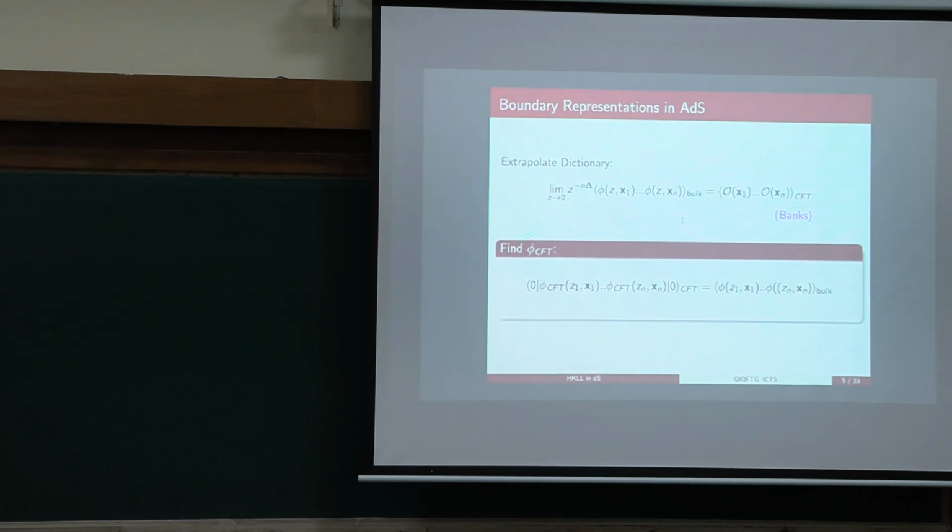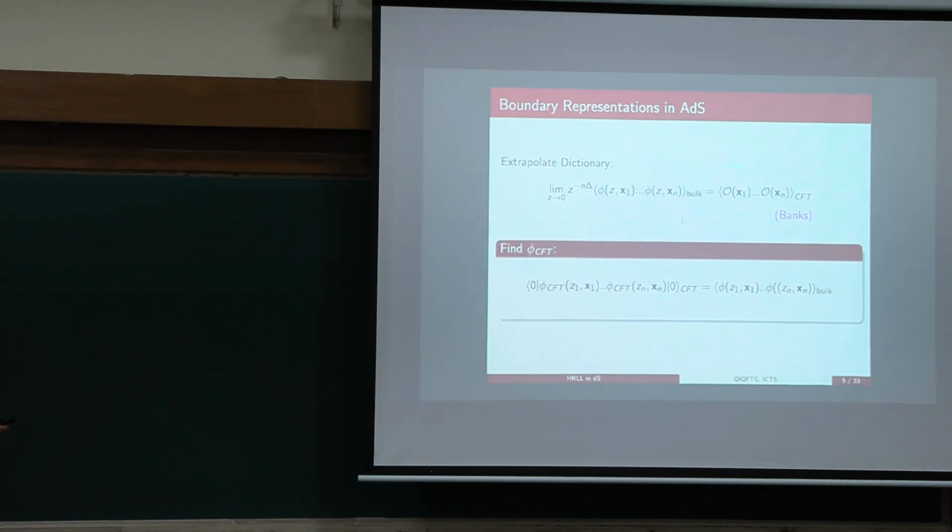So what happens is, if you take a bulk correlation function like this, and you take it to the z goes to 0 limit, the boundary limit, while also scaling it appropriately, where this delta is the conformal dimension of this CFT operator, you will find that you end up with, this is what AdS/CFT is telling us, a correlation function in the boundary conformal field theory. This is a result from the AdS/CFT correspondence that's called the extrapolate dictionary.